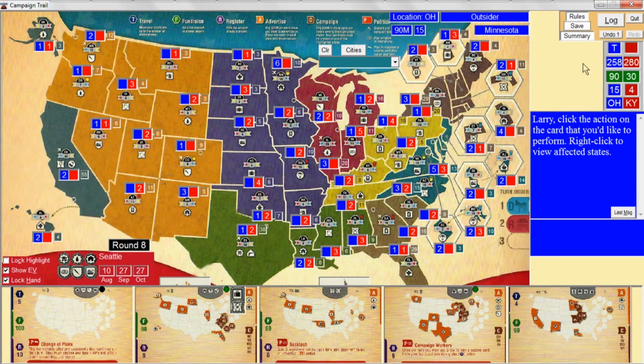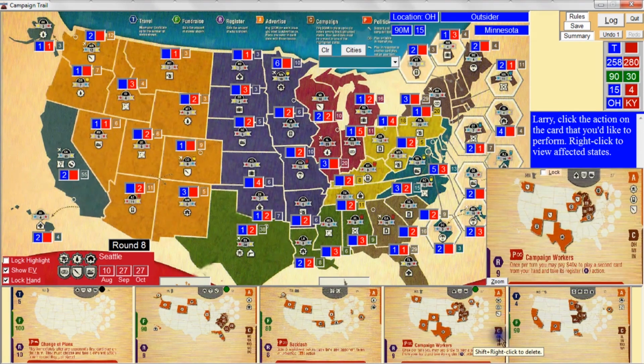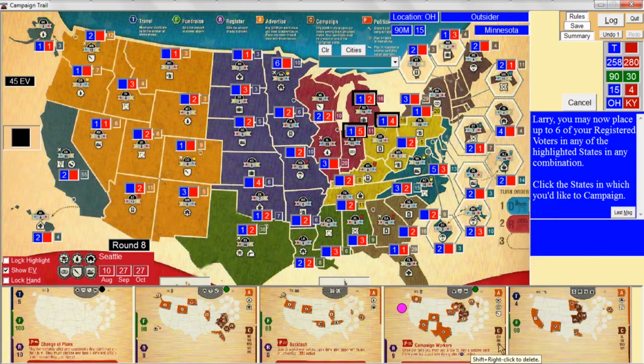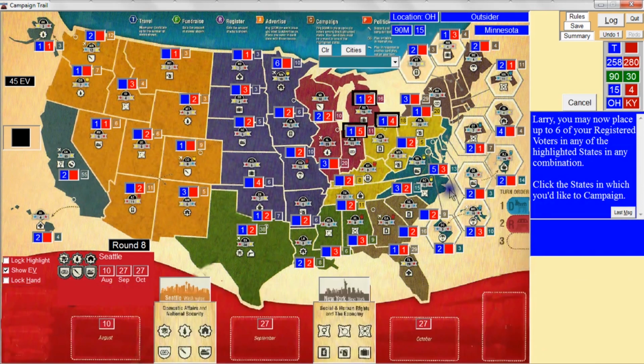So I just traveled to Ohio, and I am going to use this card. This card is Ohio, Michigan, and Indiana. Yeah, so we're going to campaign here. Can place up to 6 voters. I'm going to put 4 in Ohio and take back the lead in Ohio. So now I'm 276 to 262.